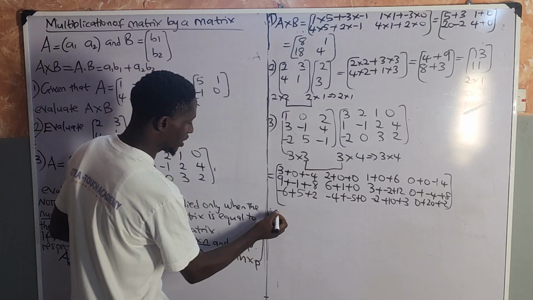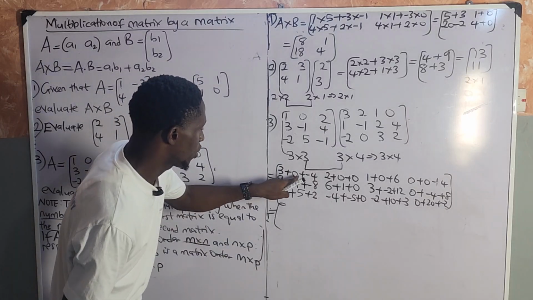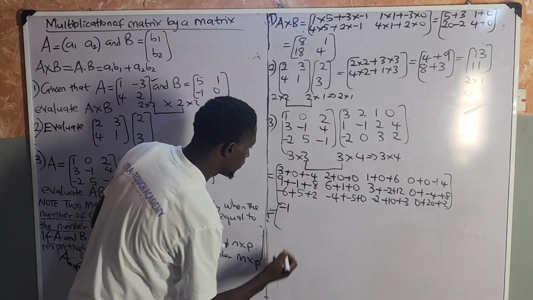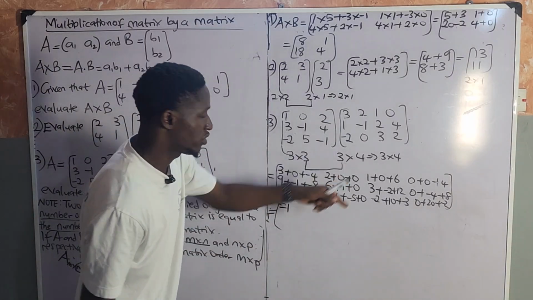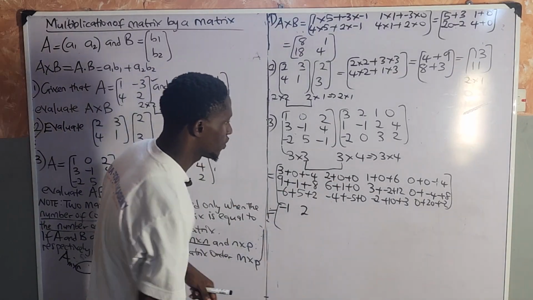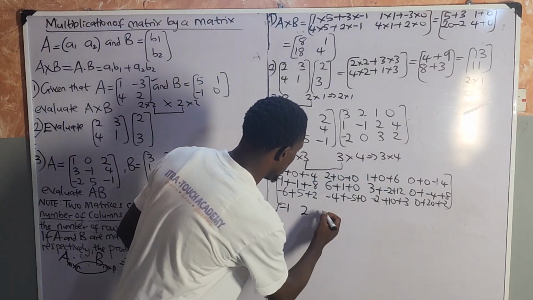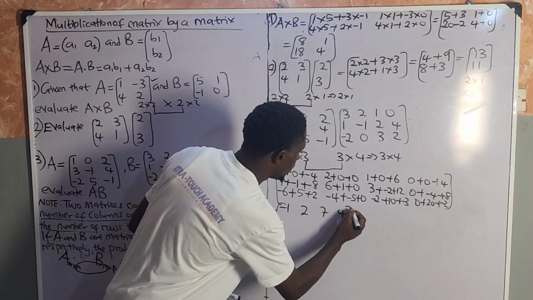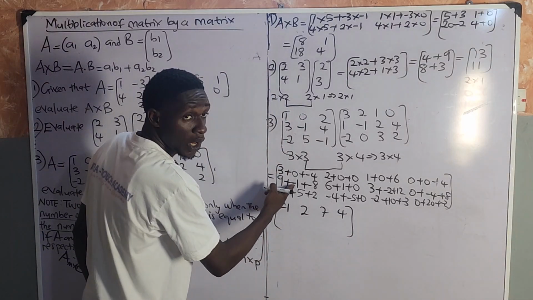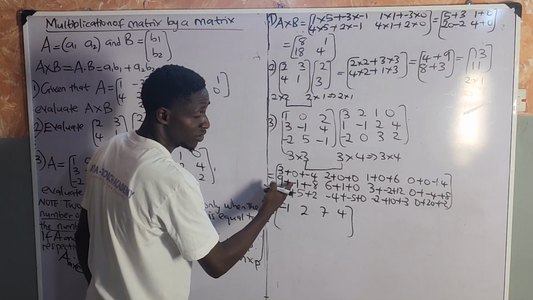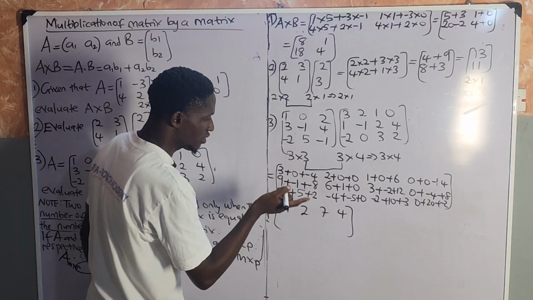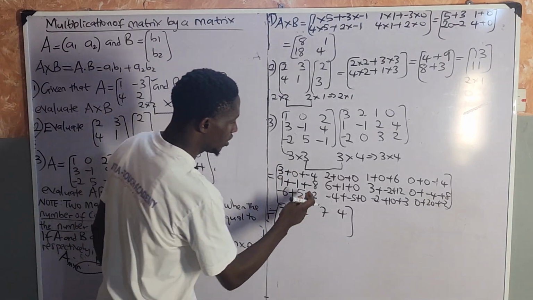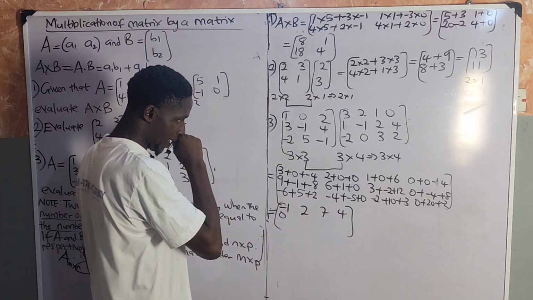Let's simplify and get the final answer. 3 plus 0 minus 4 should give you minus 1. 2 plus 0 plus 0 is 2. 1 plus 0 plus 6 is 7. 0 plus 0 plus 4 is 4. 9 minus 1 minus 8: 9 minus 1 is 8, and 8 minus 8 is 0, because plus times minus is minus.